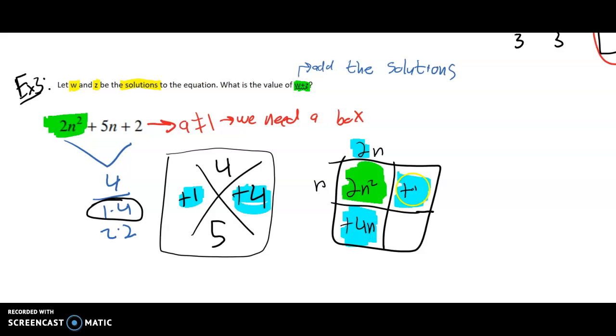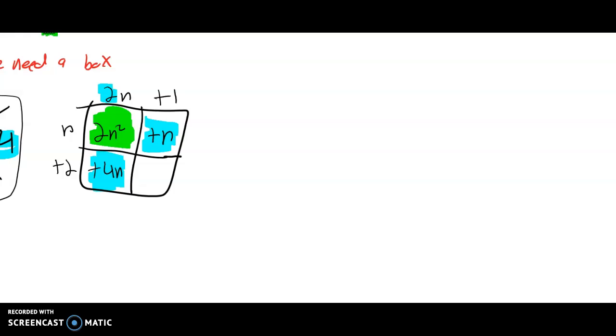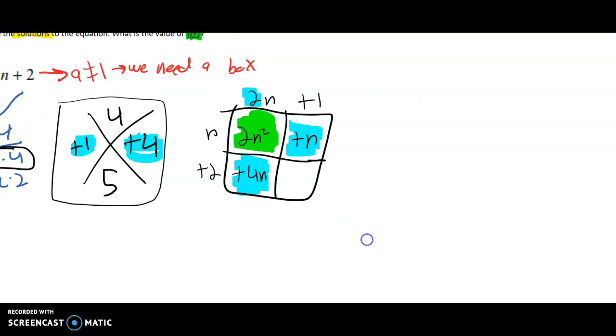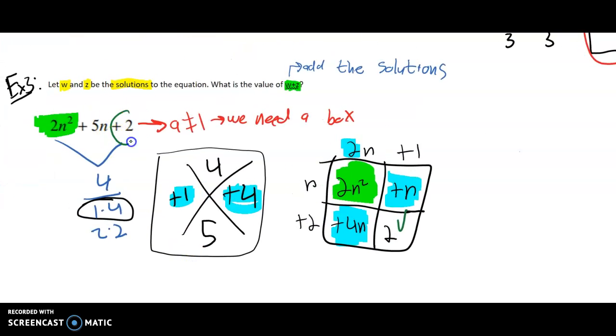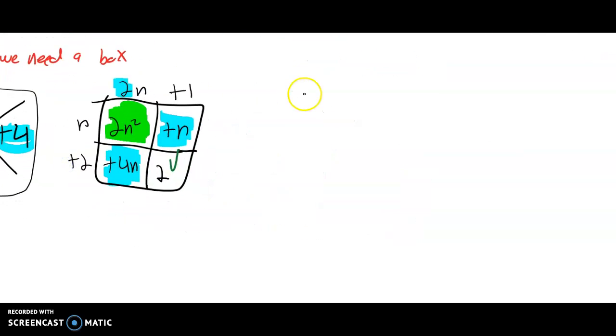With 4n, here's just n. 2n times what is 4n? That'll be positive 2. N times what is n? That must just be 1. All right, so I've got my two factors. Oh, wait, 1 times 2 is 2. This 2 matches this 2, so we are on track. Okay, I've got my two factors, 2n plus 1, n plus 2 equals 0. Let's go get our solutions by setting these equal to 0 individually.